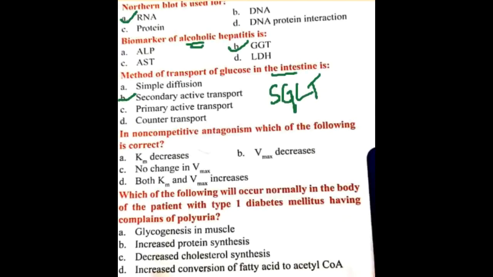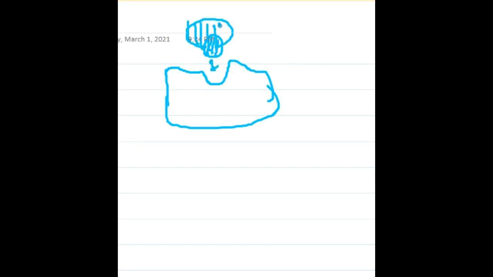Right? Next, in non-competitive antagonism, which of the following is correct? In non-competitive antagonism, what is non-competitive antagonism? This is a receptor, and to this receptor this will come and bind. We will think this is the thing which comes and binds.